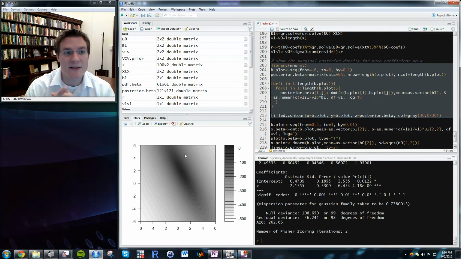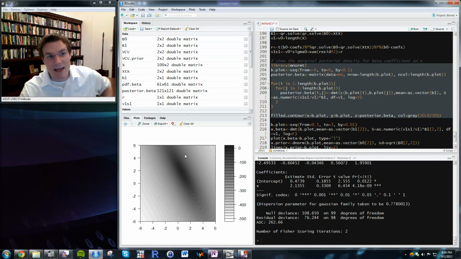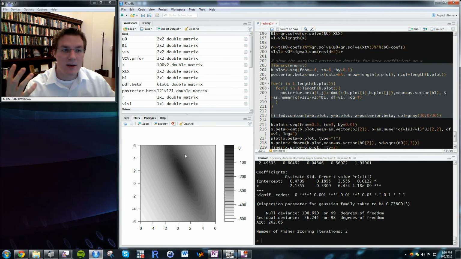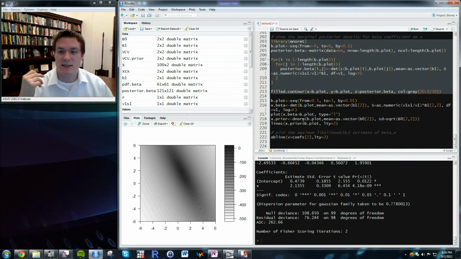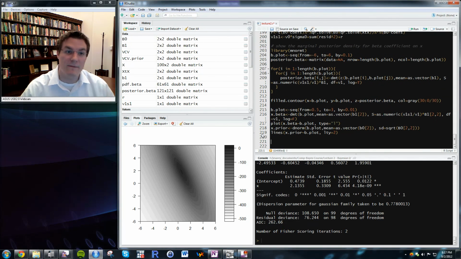So beliefs about these two parameters are actually related to one another, and they're related in particular through both the VCV and the prior information. Now, in my case, I specified in the prior that I had no belief that these two coefficients were related at all. So in this case, all of the correlation is coming specifically through the VCV matrix.